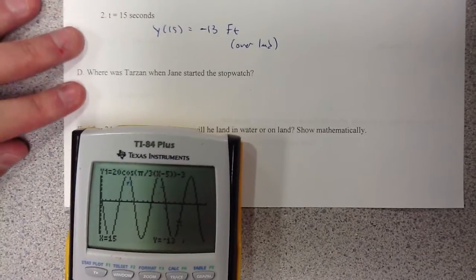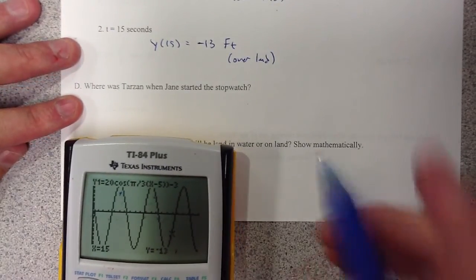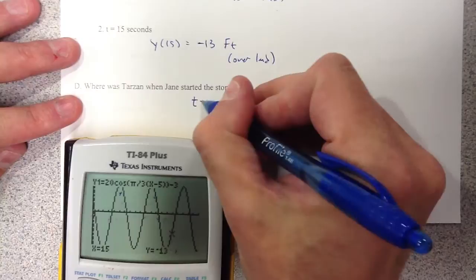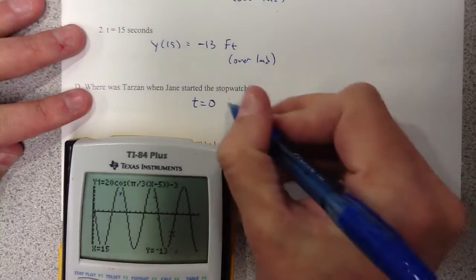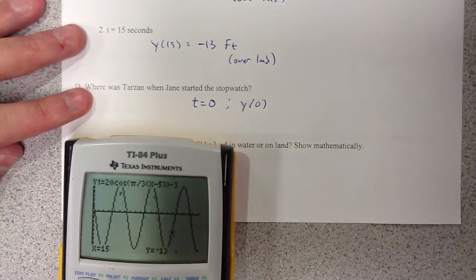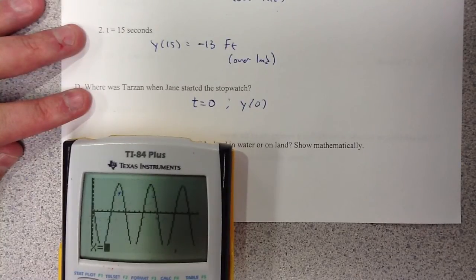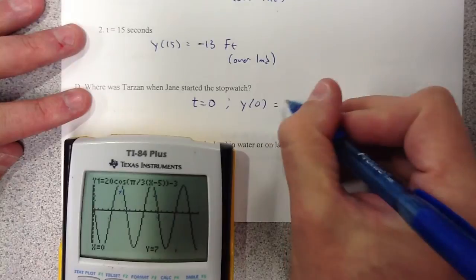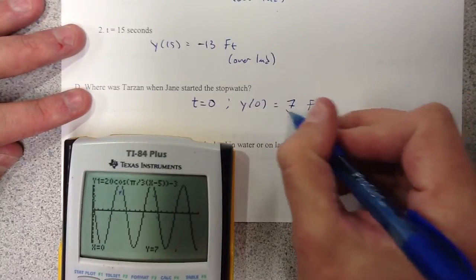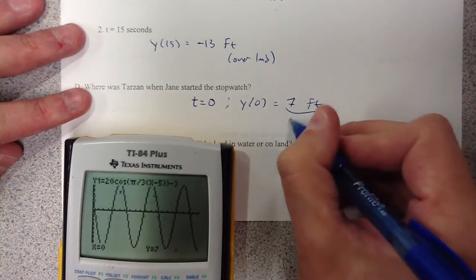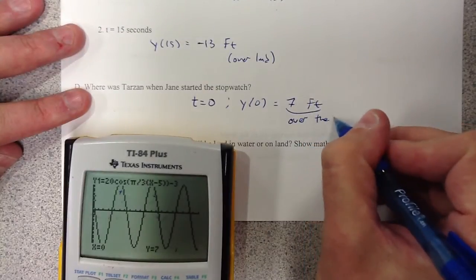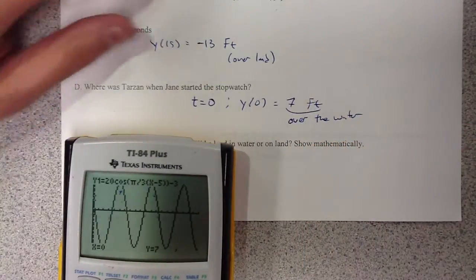All right. Now, where was Tarzan when Jane started the stopwatch? That's easy. That's where time equals 0. So it's the same thing. I need y of 0, so nothing changes. Just go second calc, 0, and I hit enter. He's at 7 meters, which is interesting because when she started the stopwatch, he is already over the water. Very good, because it's positive.